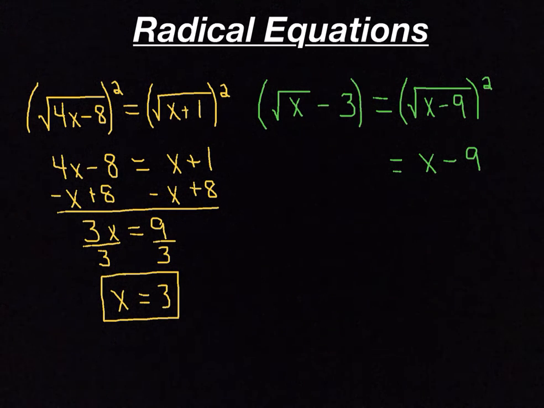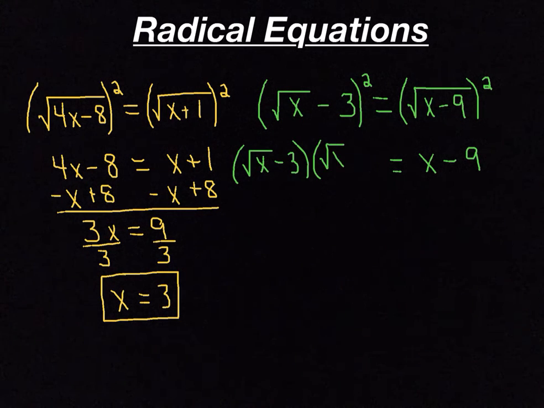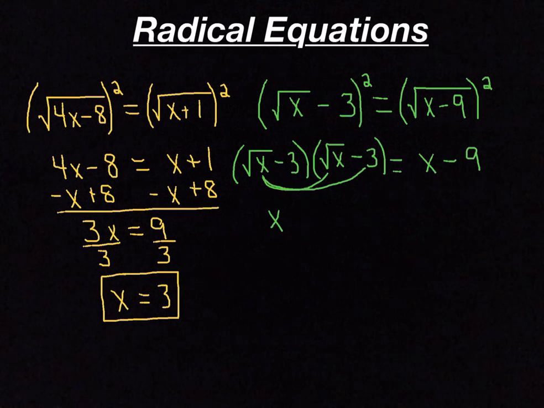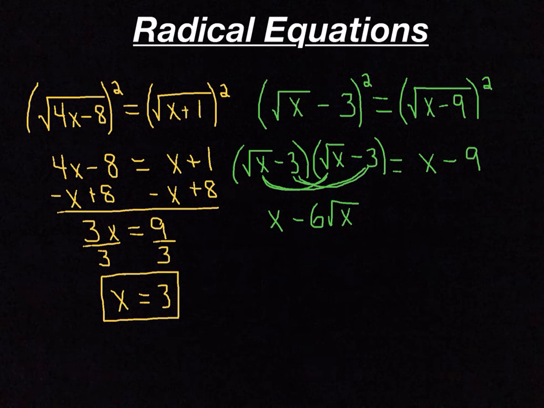We have to square the entire side, which means that we probably should just rewrite it as two binomials, square root of x minus 3 and the square root of x minus 3, and we would FOIL. So first, square root of x times the square root of x is x. And then outside, that's negative 3 square root of x. And inside is another negative 3 square root of x, which is negative 6 square root of x. And then last, negative times negative is positive, and 3 times 3 is 9.